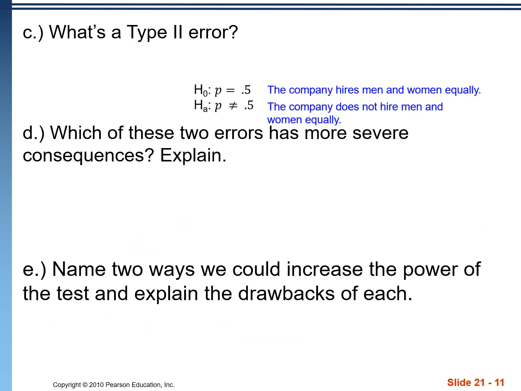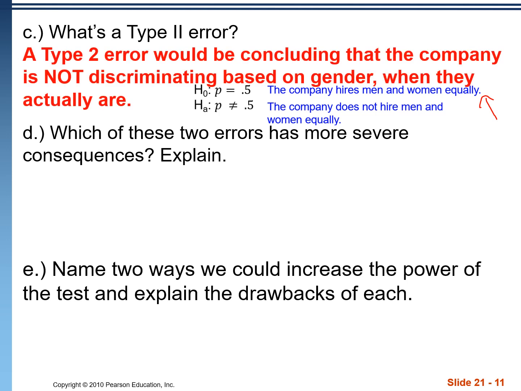Now, a type 2 error is the reverse of that one. It's when we have a null hypothesis that's actually false, but our p-value isn't small enough to actually reject it. And in this situation, we would continue to believe that the company hires men and women equally. So a type 2 error would be concluding that the company is not discriminating based on gender when they actually are. And they like to pair these error type questions with one of these two other types of questions.